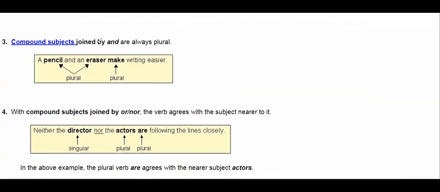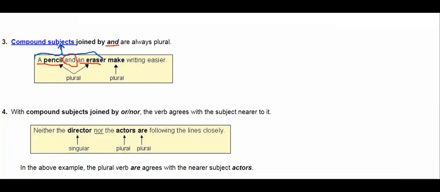Compound subjects joined by and are always plural. Compound subjects are when we're talking about two things together. Okay, a pencil and an eraser, together. ओह नहीं, ये कलर नहीं लेते हम लेते हैं ये वाला कलर. ठीक है, together a pencil and an eraser make a compound subject.